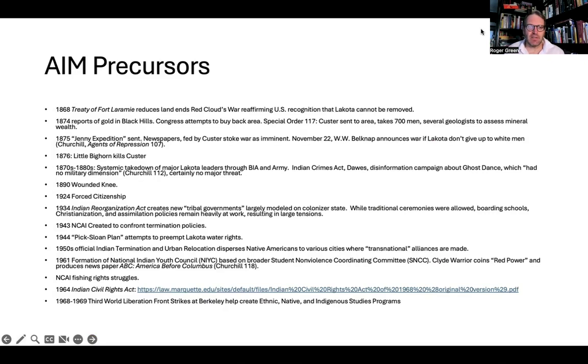In 1961, we see the formation of the National Indian Youth Council, based on broader Student Nonviolent Coordinating Committee initiatives. We see Clyde Warrior, who coins the term Red Power and produces a newspaper, ABC, which stood for America Before Columbus. We see that the NCAI had fishing rights struggles, and you can see support from major actors like Marlon Brando in fights over that stuff.